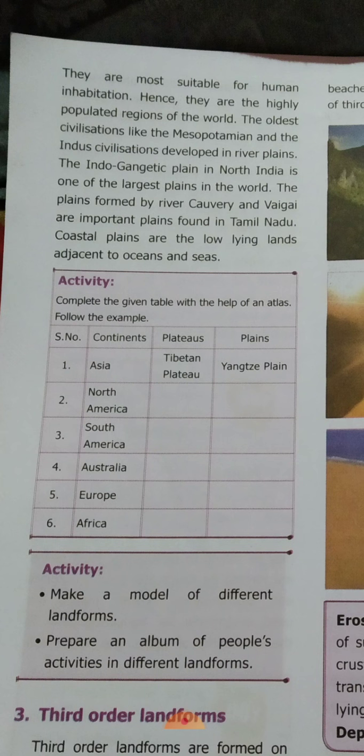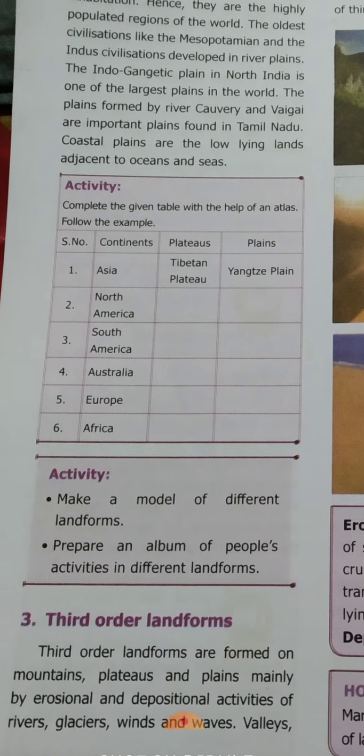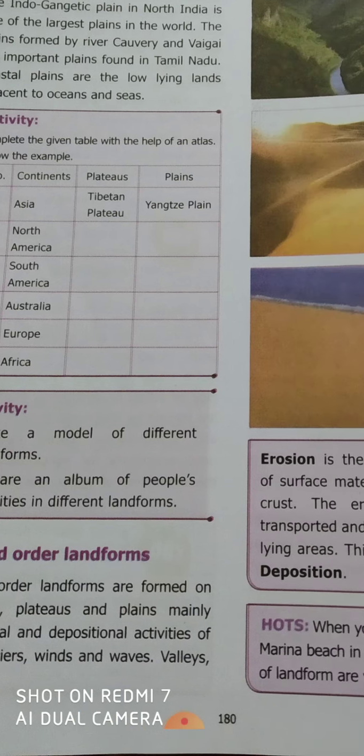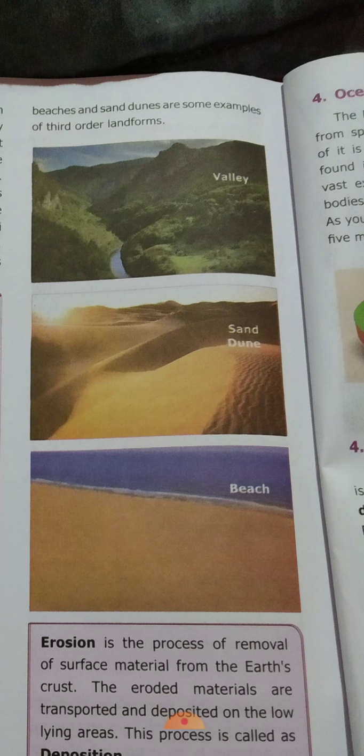Coastal plains are the low-lying lands adjacent to oceans and seas. Next, see the third order landform. Third order landforms are formed on mountains, plateaus, and plains mainly by erosional and depositional activities of rivers, glaciers, winds, and waves. Valleys, beaches, and sand dunes are some examples of third order landforms.